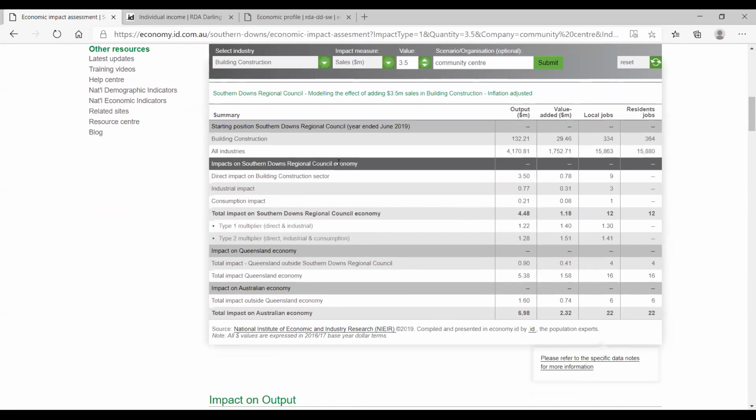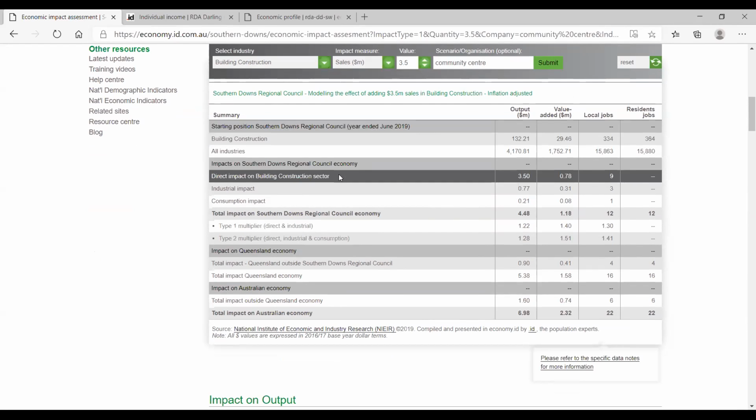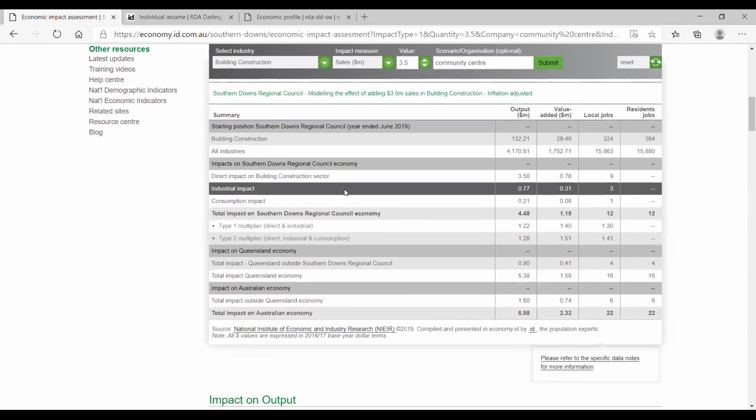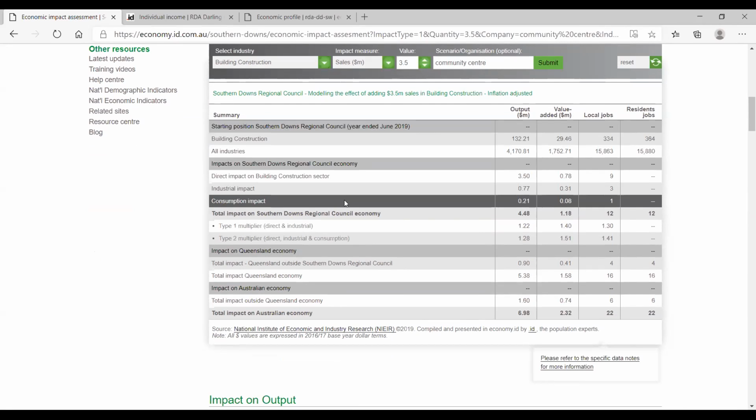Then we've got our impacts on the Southern Downs Regional Council economy. Our direct impact is 3.5 million. That's what the project costs. Then we've got our industrial impact is 0.77. Okay, then we've got our consumption impact. Now our industrial impact is when we go and buy things like steel and bricks and cement and whatever else, and we get people in to do certain things. Then we've got our consumption impact as people that are working on the project are spending money in our community.